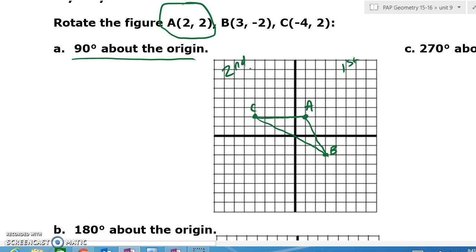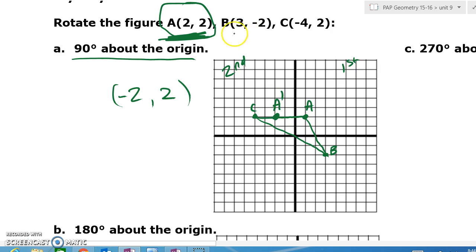And if you recall, for a 90 degree rotation, we flip the numbers. So when we flip 2, 2, we actually get 2, 2. And how do we get the 2, 2 that puts us in the second quadrant? Well, that would be a -2 and a +2. So this A point is going to go right here, and that will be my A prime.